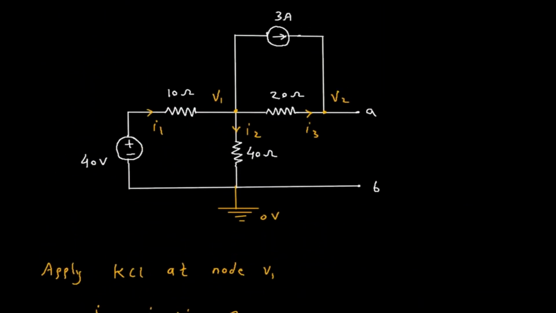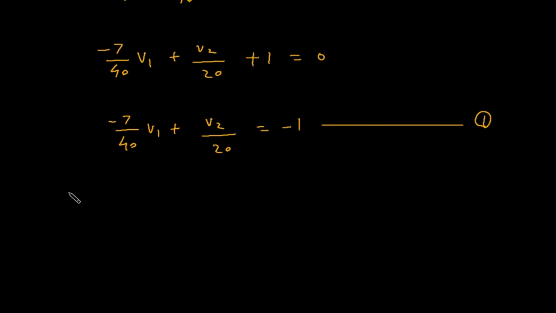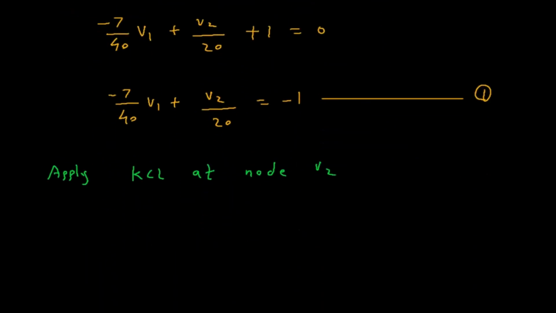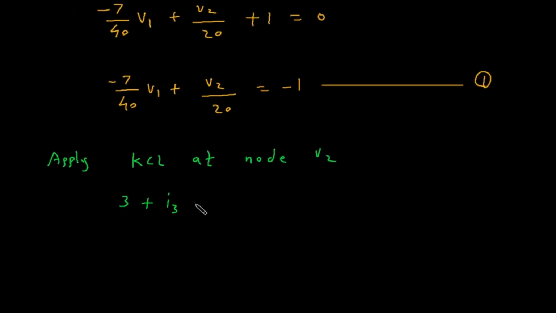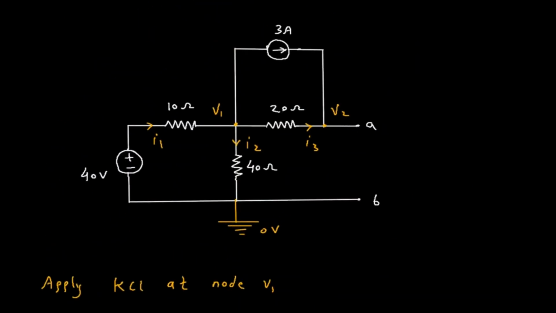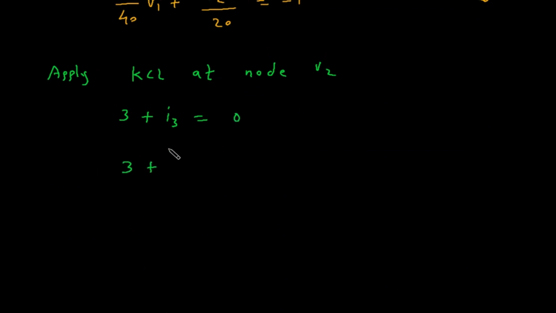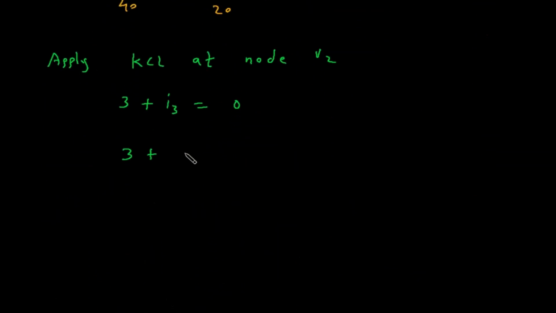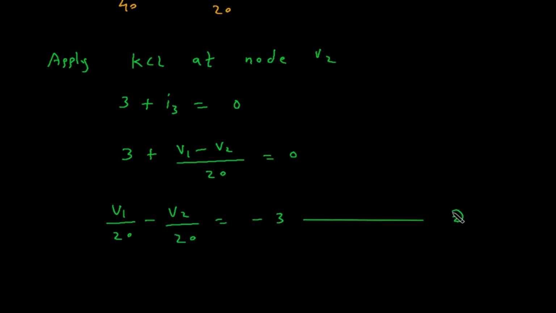Now we will apply KCL at node V2. Entering current at this node is 3 plus I3, which is equal to the leaving current. Leaving current at this node is 0. So 3 plus I3, where I3 is V1 minus V2 by 20, is equal to 0. So this will be V1 by 20 minus V2 by 20 is equal to minus 3. Let's say this is equation number 2.